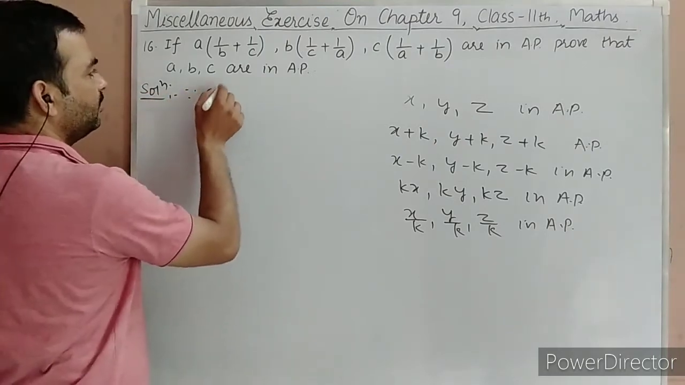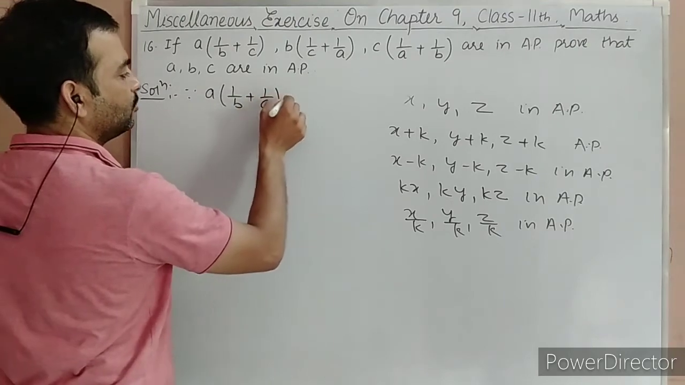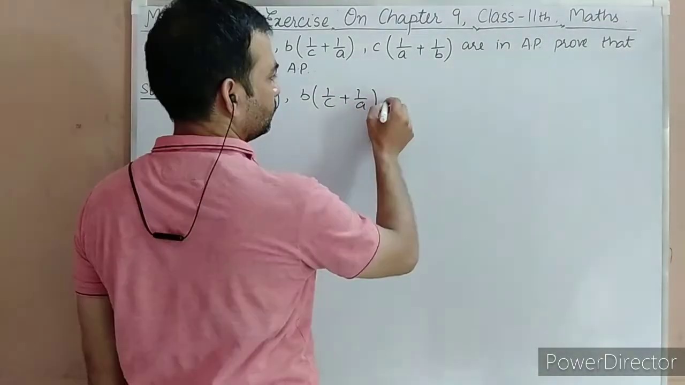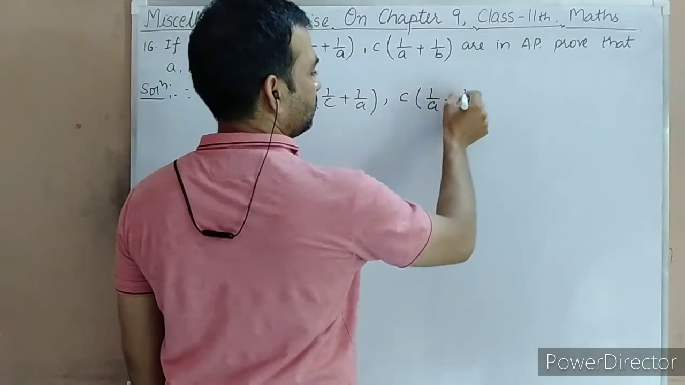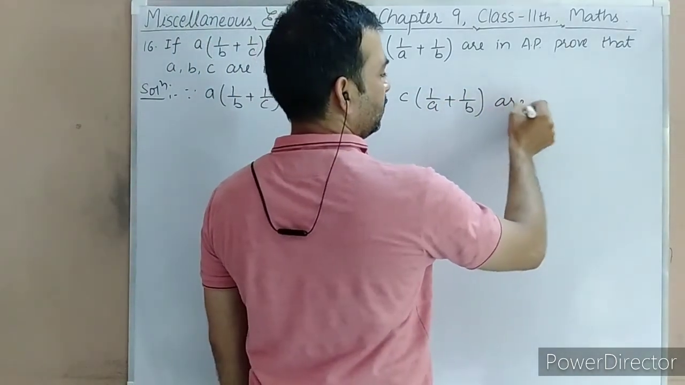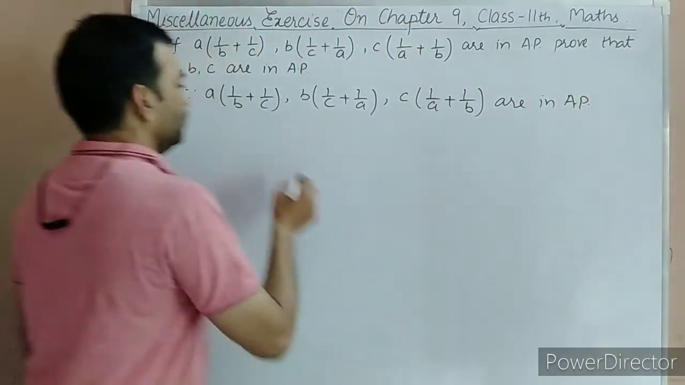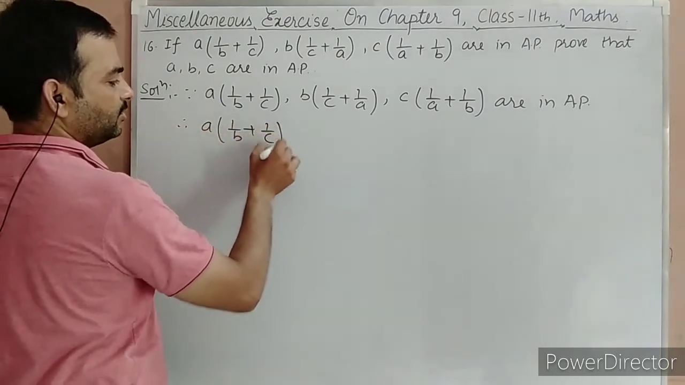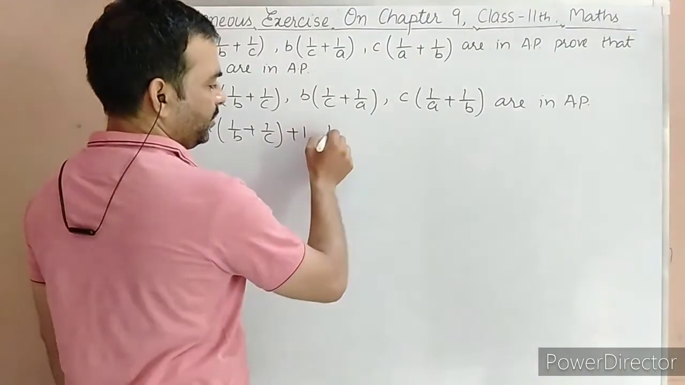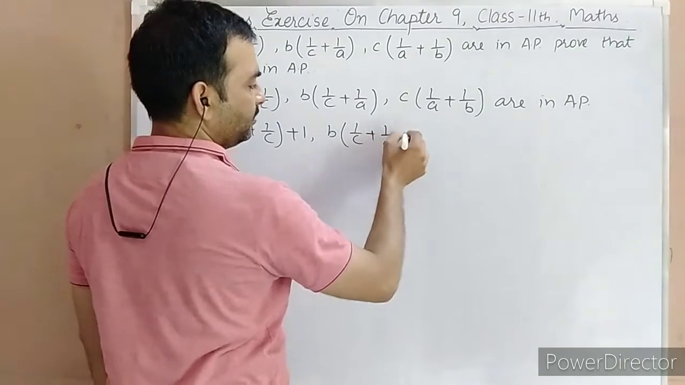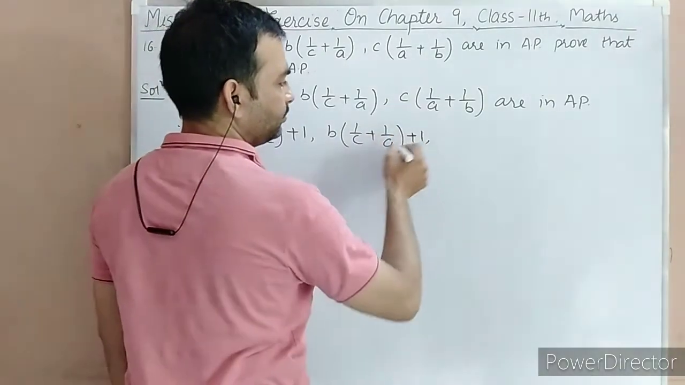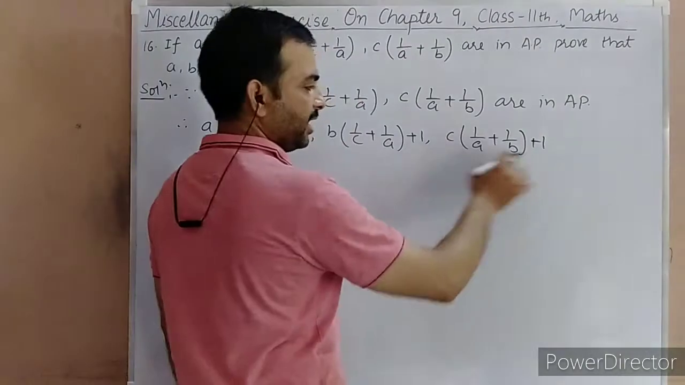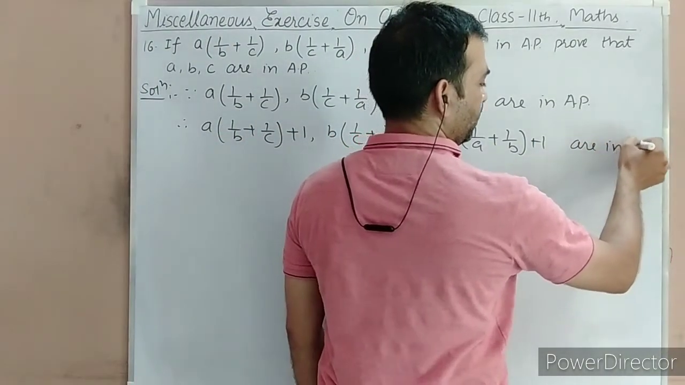Since a(1/b + 1/c), b(1/c + 1/a), c(1/a + 1/b) are in AP, therefore I can add 1 to each: a(1/b + 1/c) + 1, b(1/c + 1/a) + 1, c(1/a + 1/b) + 1. Again they form an AP.